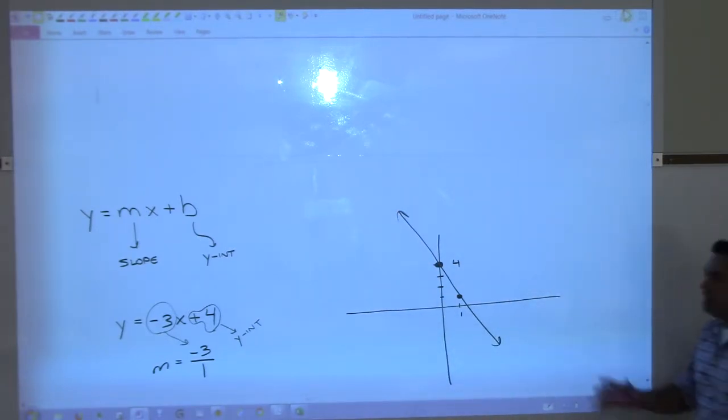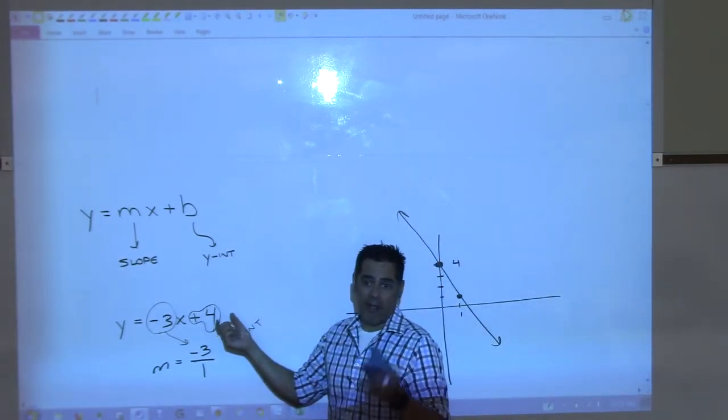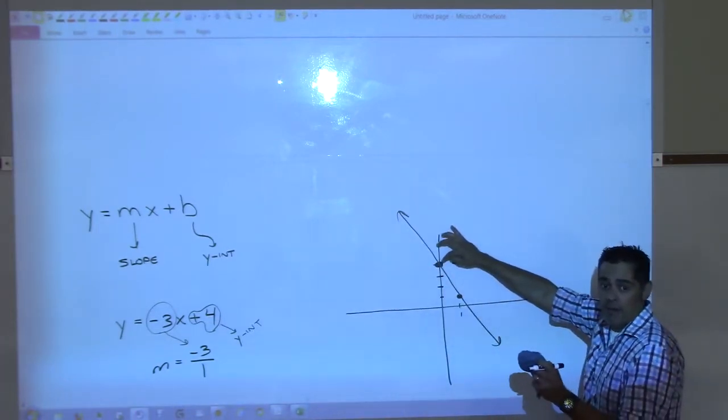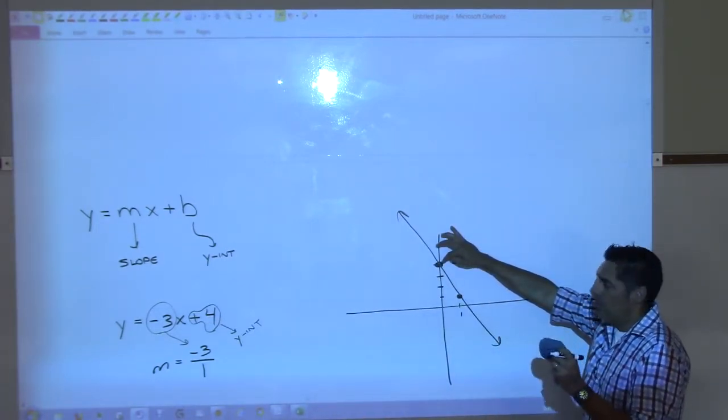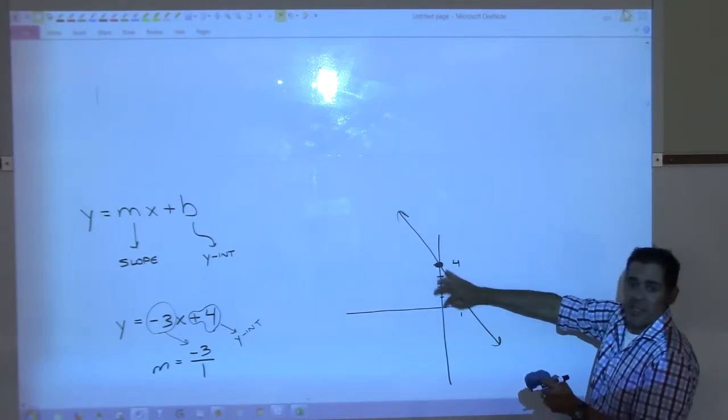So I'm kind of cheating here. Remember, you asked, can you do it with just 1 point? Kind of. We did it with 1 point, but we still needed what to do the rest of it? We needed the slope, right? We needed to get that second point. So the slope gave us that second point.